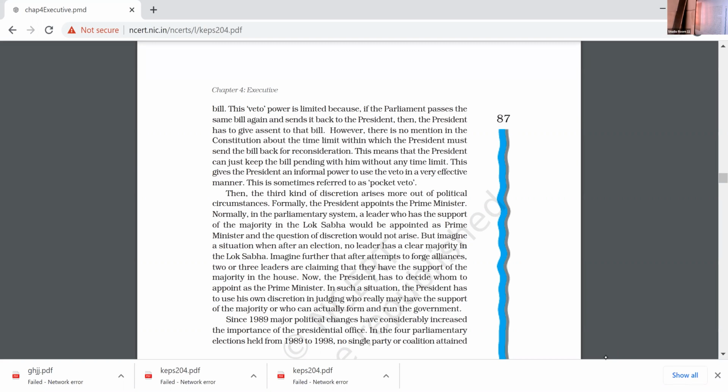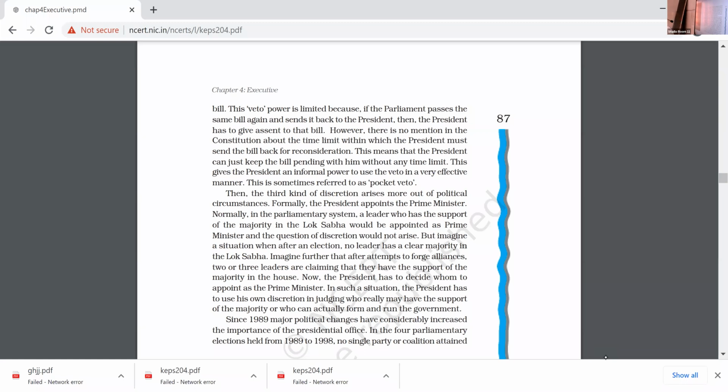But imagine a situation when after an election, no leader has a clear majority in the Lok Sabha. So no political party has a clear majority in the Lok Sabha. Imagine further that after attempts to forge alliances, two or three leaders are claiming that they have the support of the majority in the house. Now the president has to decide whom to appoint as the prime minister. So at that time the president can decide.